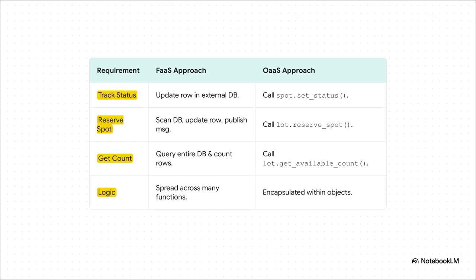Now look at the OaaS side. You just call a method on the specific object. Spot.setStatus, lot.reserveSpot, lot.getAvailableCount. See the difference? The logic isn't scattered across a bunch of random functions. It's neatly packed inside the objects that actually represent the parking spots and the lot itself. It just makes more sense.